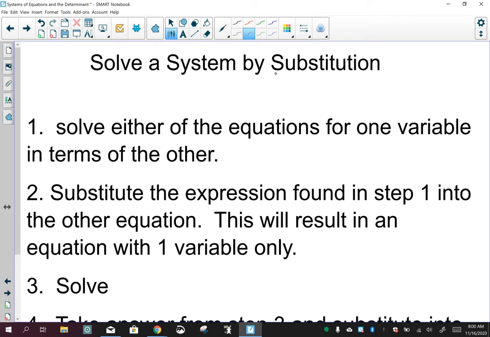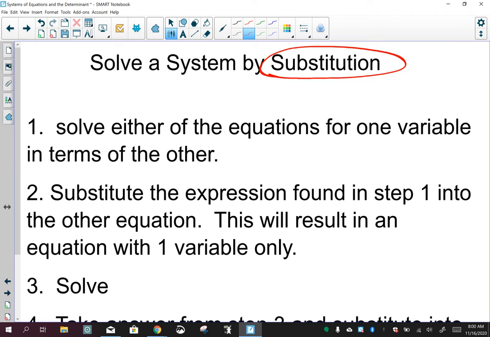Now, this should be the key word. We're substituting something in. Basically, what that means is you're going to solve one of the equations for x or y, plug it in, okay? So the first thing, number one, solve either equation for one variable in terms of the other.